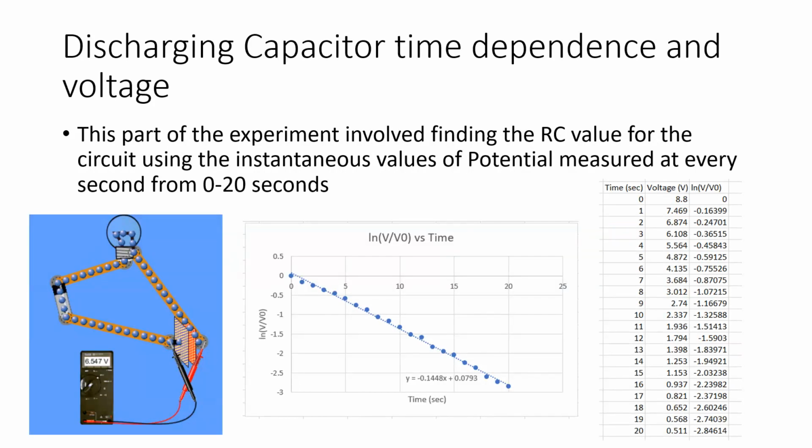So then we wanted to graph our discharging capacitor's time dependence on voltage. On this right-hand side of the screen, you can see that we have our time values from 0 to 20 seconds, and we have our instantaneous voltage delta V values in the middle column. And then you have ln of V over V sub naught, which is us linearizing our data so that we can plot it on this middle graph, which has our ln of V over V naught versus time.